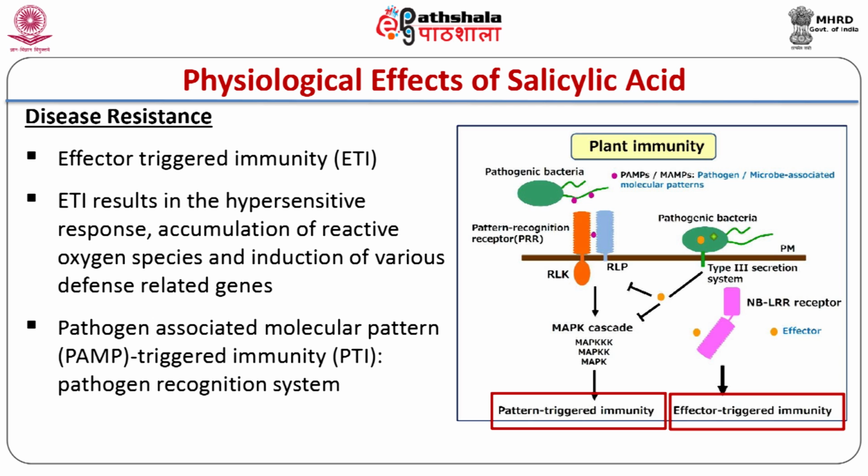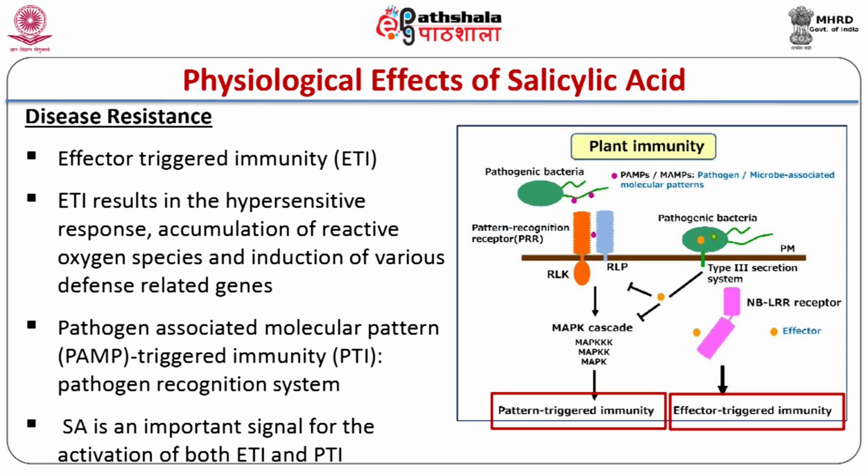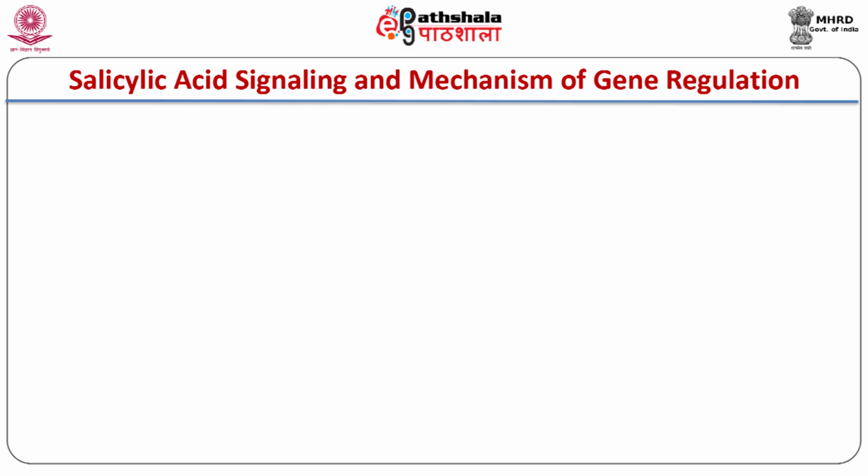Plants also mount the pathogen associated molecular pattern, that is PAMP triggered immunity, a surface receptor based pathogen recognition system. PTI creates a low level resistance to the virulent pathogens. Salicylic acid is an important signal for the activation of both ETI and PTI. Now, we will talk about SA signaling and the mechanism of gene regulation.